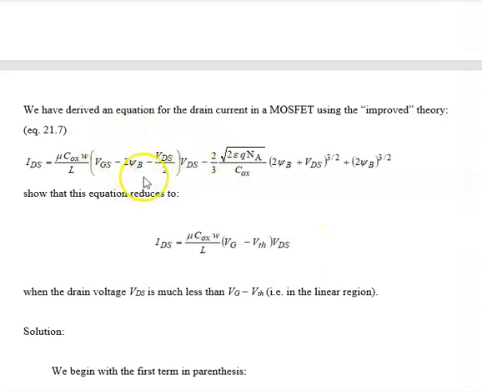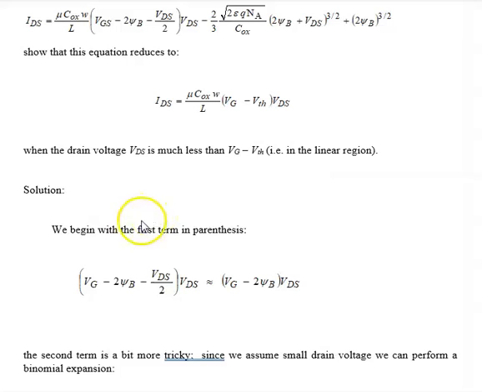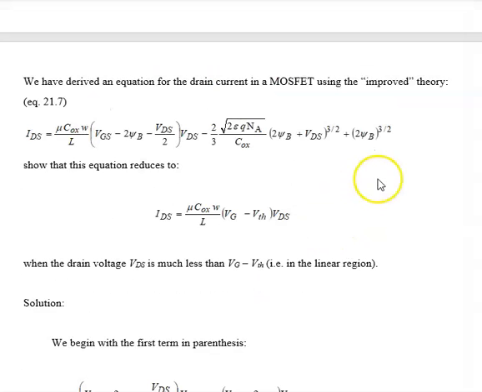Well, the first one, we have 2 terms. There's the first term, and here is the second term. So the first term is pretty straightforward. For small VDS, we just cross this out, and we have VG minus 2phi-B minus VDS over 2. We cross this out, and here we have just VG minus 2phi-B. So that's pretty straightforward.